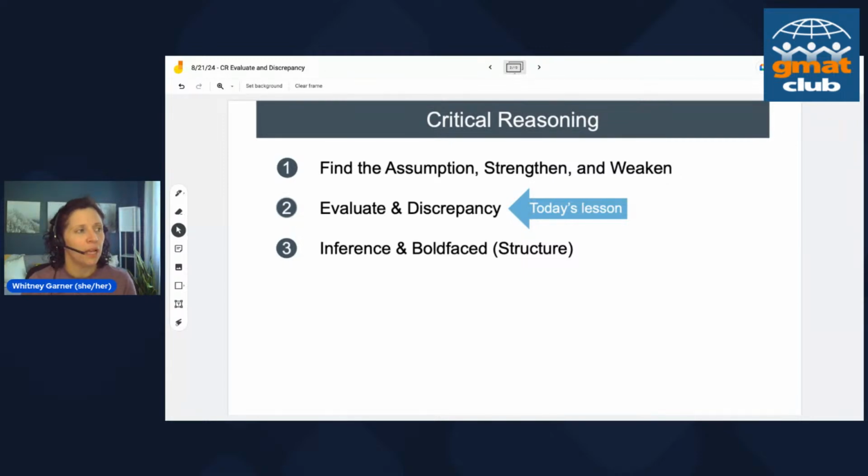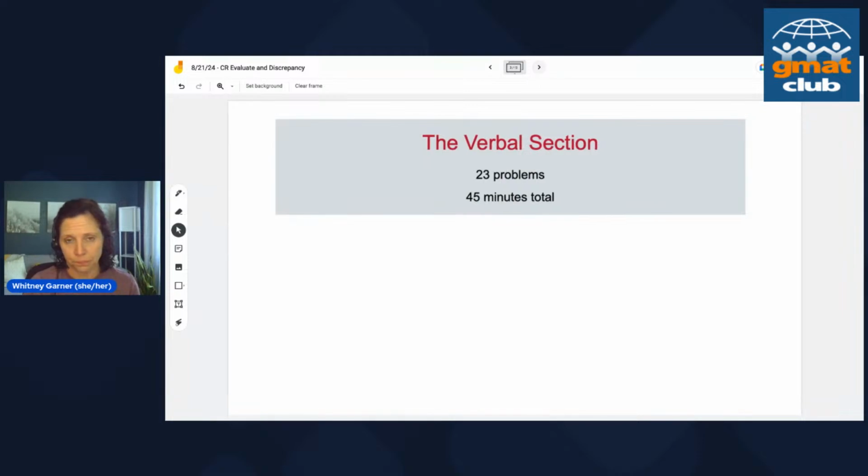So a little bit of an introduction. That 4th session is going to be the connection of critical reasoning from the verbal section connected over to critical reasoning in the data insights area. So we'll start with more functional critical reasoning to begin.